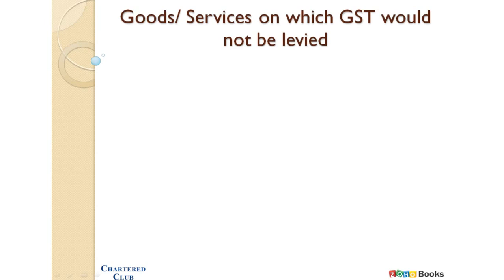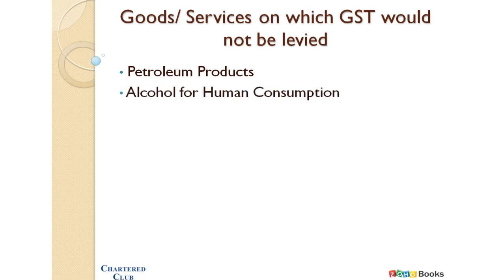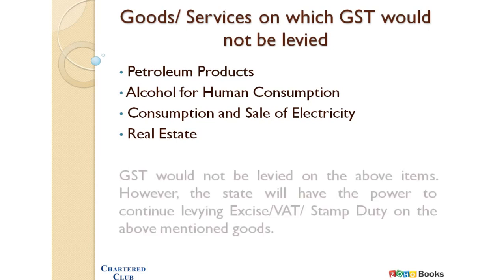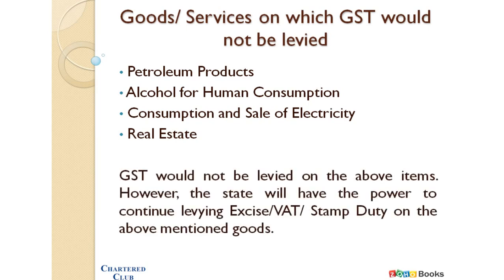Now, the goods and services on which GST would not be levied. On most of the items, GST would be levied. However, there are certain specified goods and services on which GST would not be levied, and the existing manner of tax would continue to be applicable. These items are: number one, petroleum products; number two, the alcohol for human consumption; number three, the consumption and sale of electricity; number four, real estate. So on these items, GST would not be levied. However, the state will have the power to continue levying the existing excise or VAT or stamp duty on the above mentioned items.